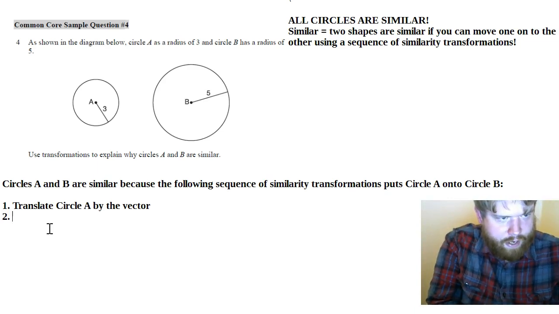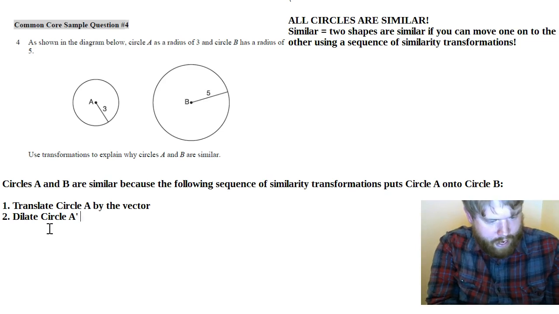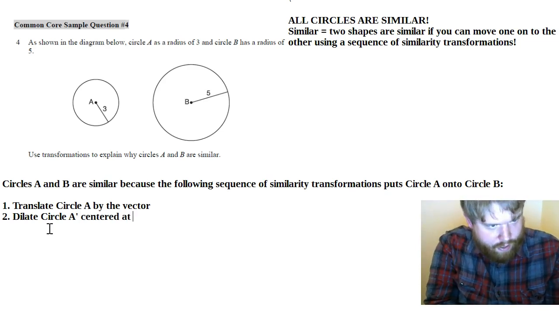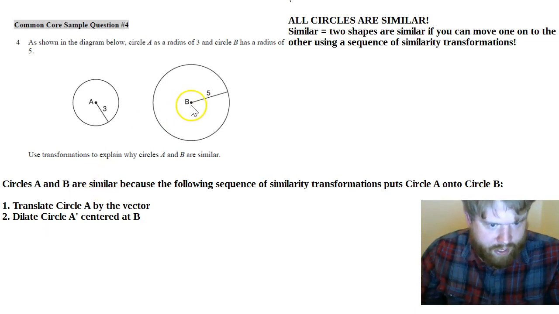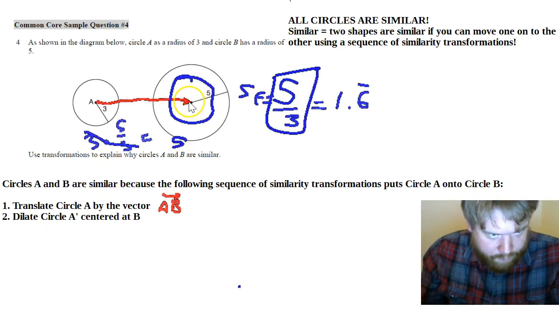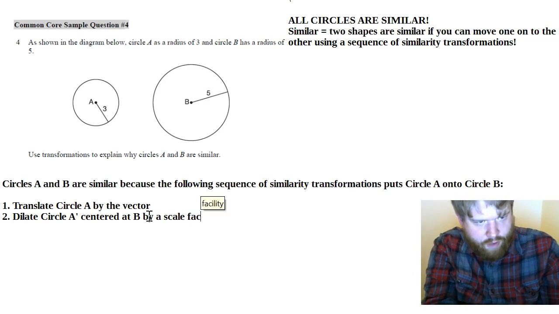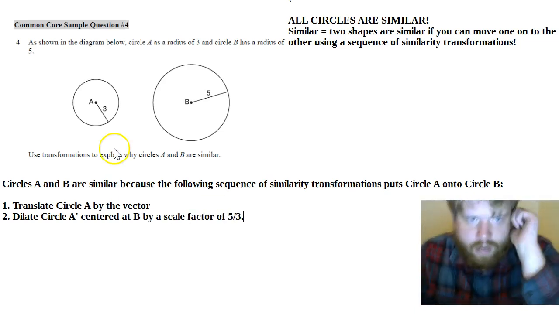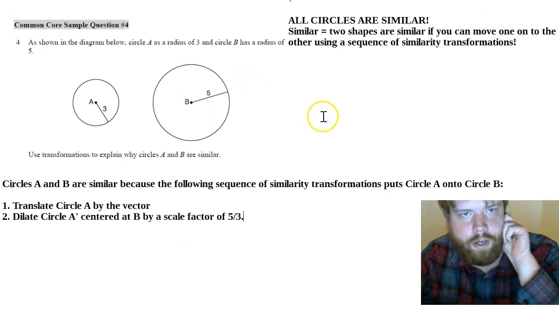So I'm going to say dilate circle A prime centered at B. We want to say that the dilation is now centered right here, where the center of both circles now is. Centered at B by a scale factor of 5 over 3. All right, and that is a complete and correct answer to this Common Core sample question.